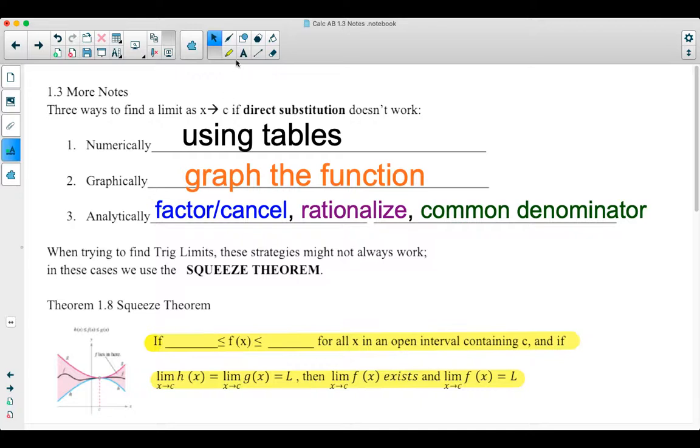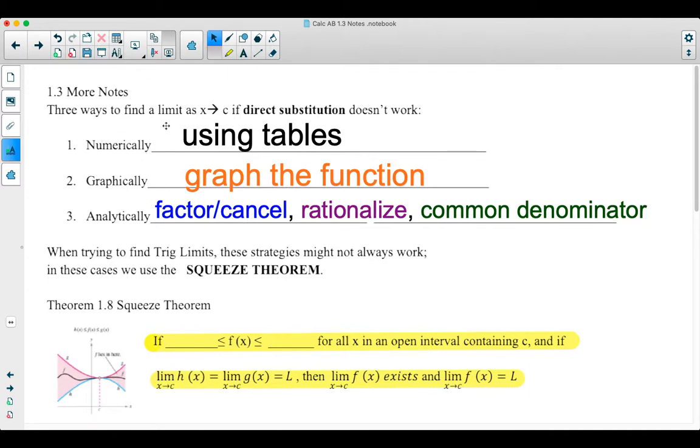All right, hello and welcome to 1.3 part 2. So we are continuing with finding limits. We're going to look today at something called the squeeze theorem, which will help us show a couple of special trigonometry limits that involve sine and cosine.